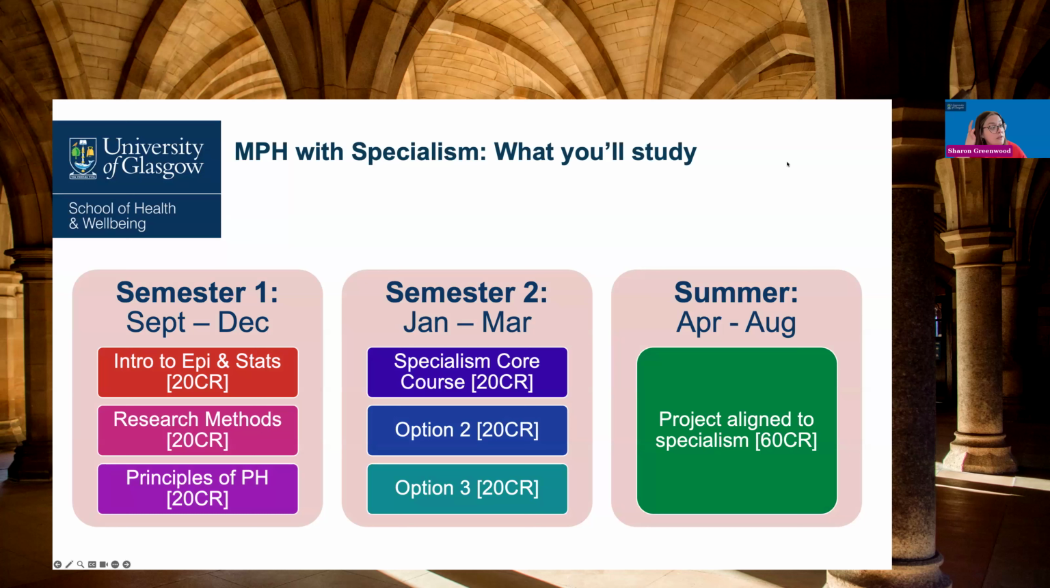For those who are doing a specialism, it's exactly the same for semester 1. For semester 2, you will have an associated core course. So for epidemiology, that's advanced epidemiology. For data science, that's real world data. For health promotion, it's health promotion. And for health economics, it's health economics. So it's very, very intuitive. Your project, as well as what Julie was saying for the health promotion with global mental health, has to be aligned to the specialism as well, but we do give you guidance on that.